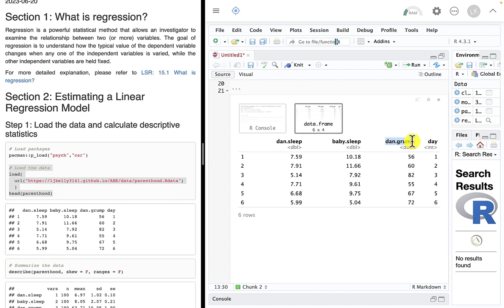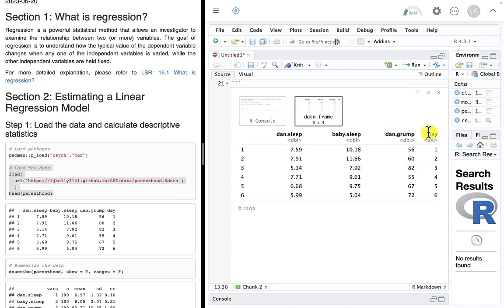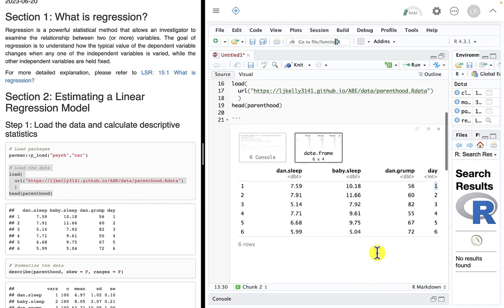And then dan.grump. All right, how grumpy is he? I believe this is on a scale of 100. Hooray. And then we have day. And day just measures the day of the experiment. So if we looked at this full data set, we would see there's like 100 days. And in those 100 days, we have a reading for each day.